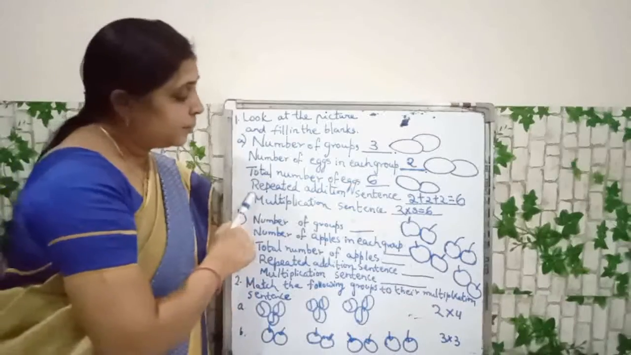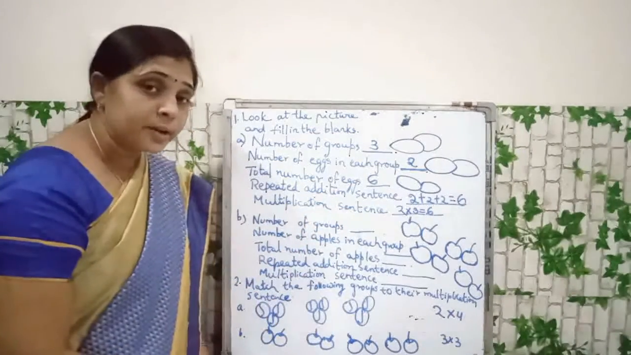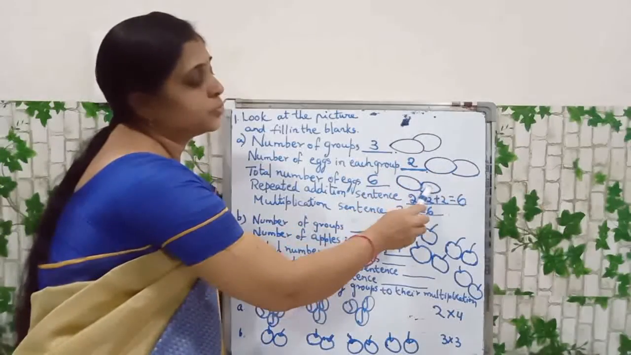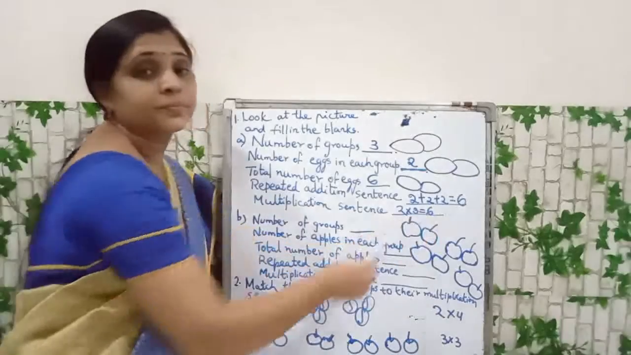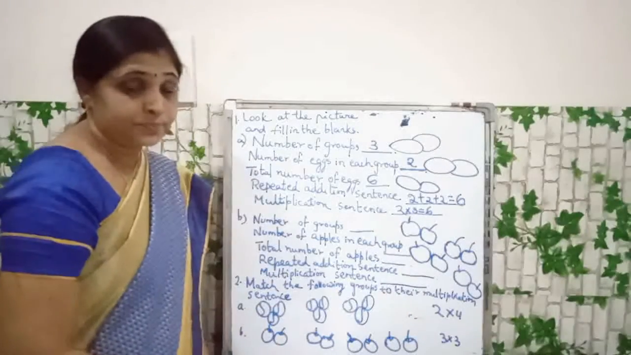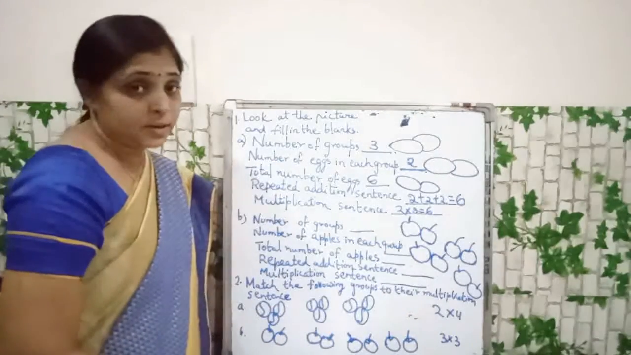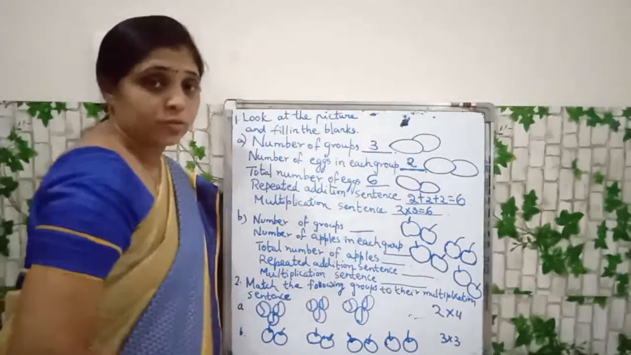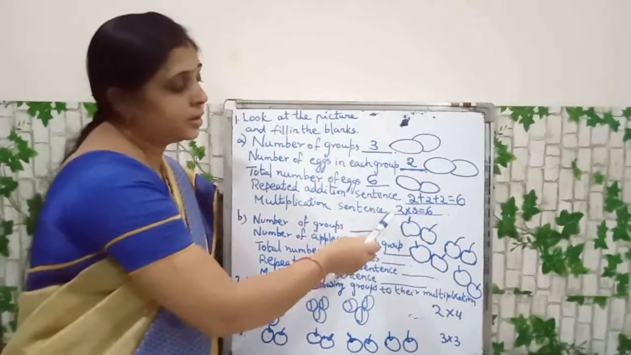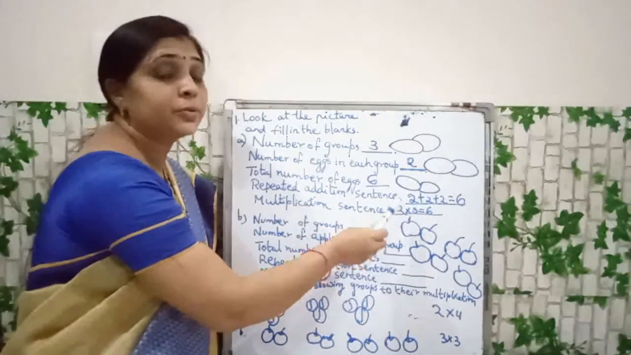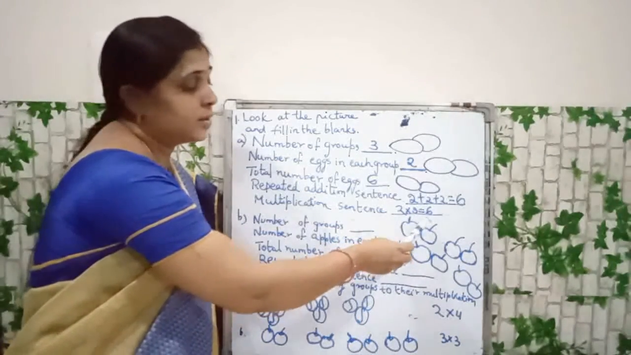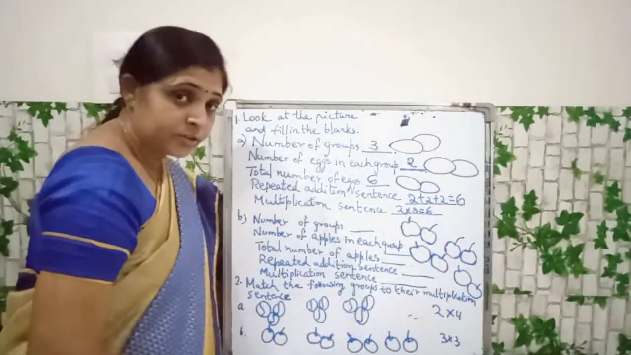Okay? Repeated addition sentence. How will you write the repeated addition sentence? 2 plus 2 plus 2 is equal to 6. Okay, understood. Next one is multiplication sentence. How will you write the multiplication sentence? There are 2 eggs in each group. So, 3 groups are there. You have to write 2, 3 times. That means 2 into 3 is equal to 6. Got it, children, all of you?